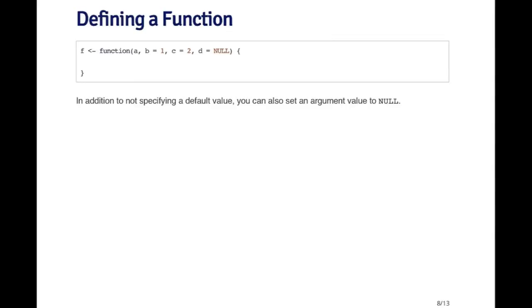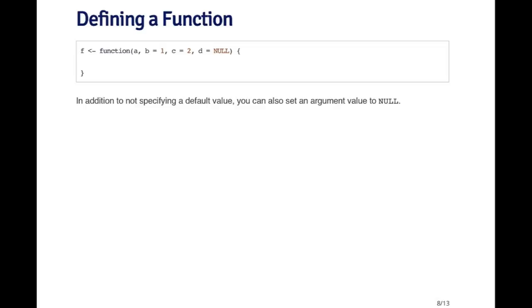So here's a function with four arguments, a, b, c, and d. a has no default value. b, c, and d all have default values. And so when you define a function, you have to specify the names of the arguments and whether or not any of the arguments have default values.